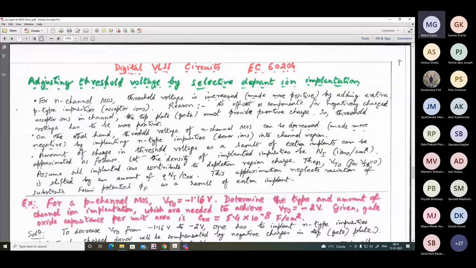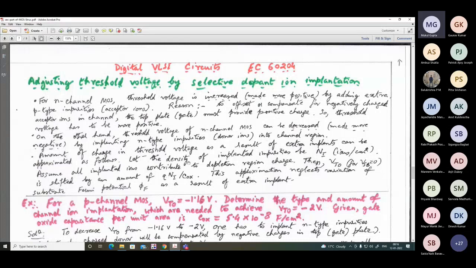On the other hand, the threshold voltage of an N-channel MOS transistor can be decreased or made more negative by implanting N-type impurity. So if you have to reduce the magnitude of the threshold voltage, be it NMOS or PMOS, it is required to implant the channel region with N-type impurities, or pentavalent or donor ions like phosphorus, into the channel region.